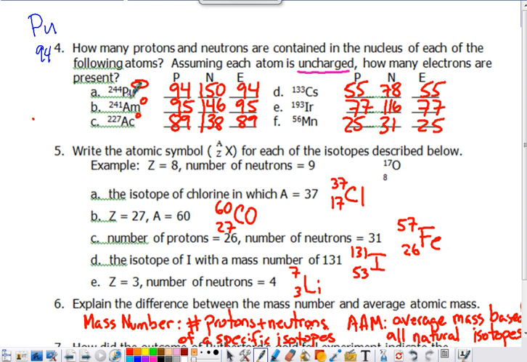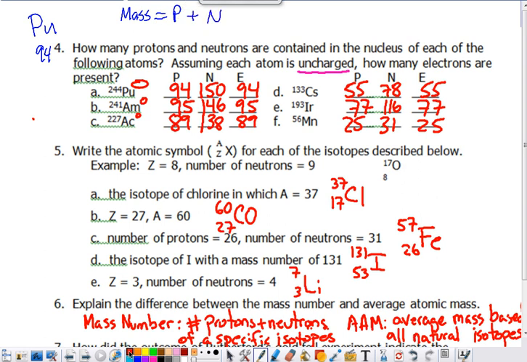I went Pu is 94, americium's 95, actinium's 89, cesium's 55, iridium 77, manganese 25. Then we have the neutrons, which is what I think Jimmy over there was trying to ask me about a little while ago. How do I find the neutrons? Good question, Jimmy. So on each of these symbols, there's also a mass. The mass is the protons plus the neutrons.